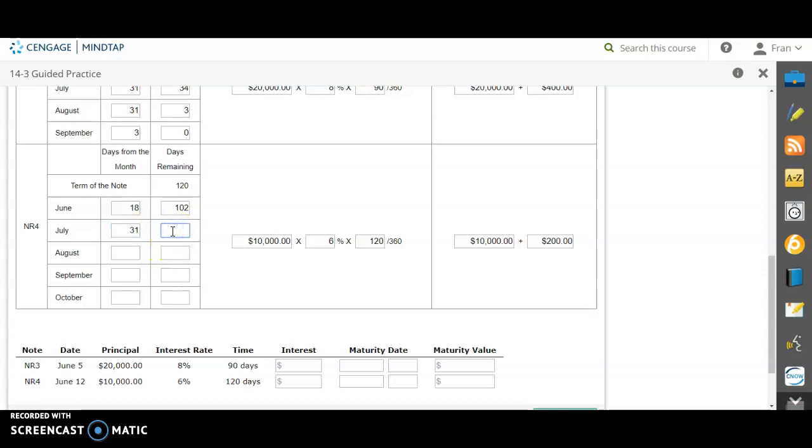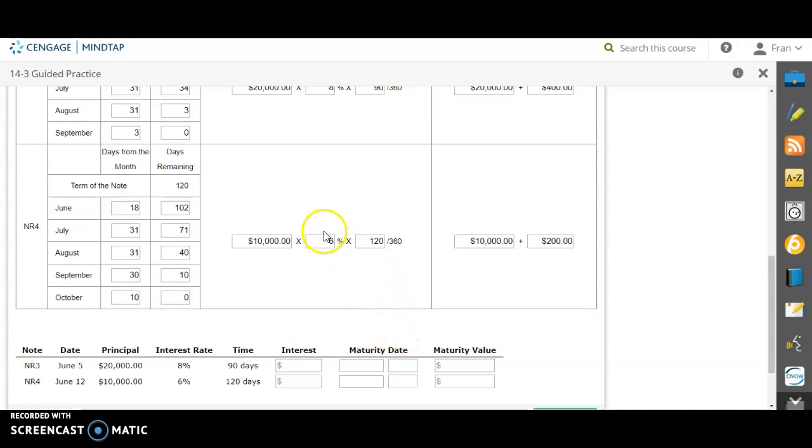102 minus 31 is 71 days still left. August has 31 days. 71 minus 31 is 40. We still have 40 days left at the end of August. September only has 30 days. So at the end of September, we still have 10 days left because 40 minus 30 is 10. So we know this loan will be due on October 10th.